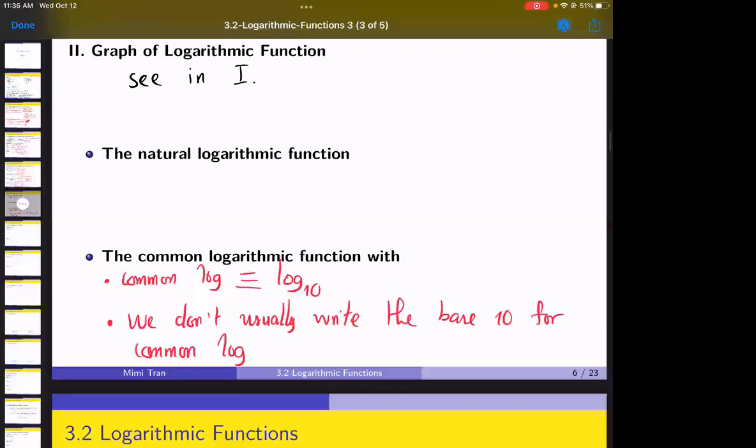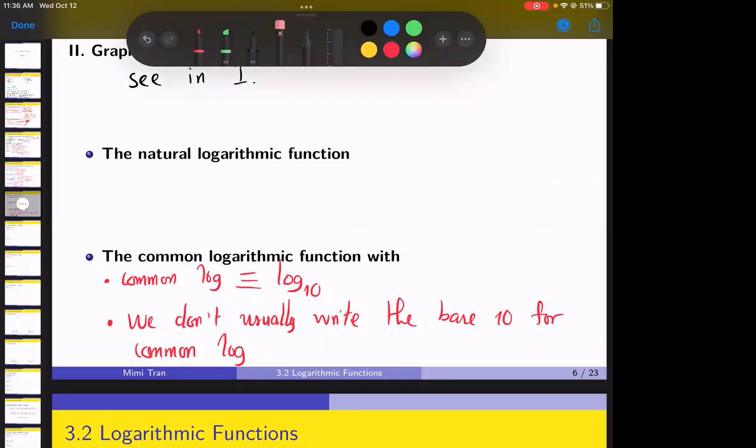The natural log. What is the natural exponential function? What kind of base? We just did it in the beginning. If I ask natural exponential function, what base would you write? Base e. So the natural log is the one at base e. So log base e.